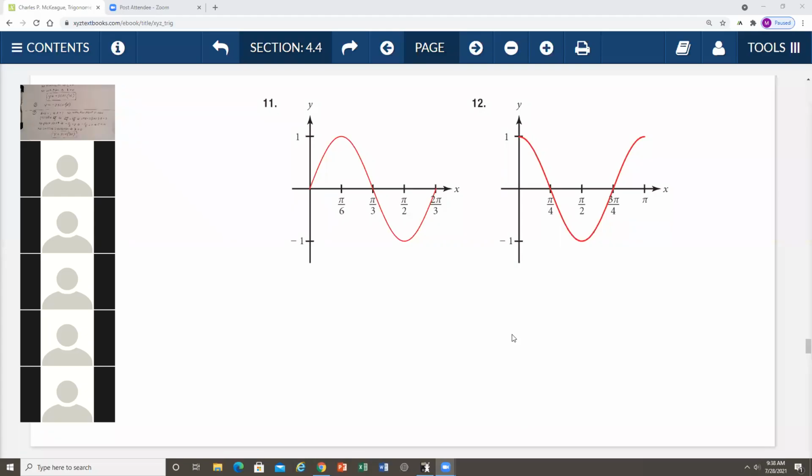Now, ladies and gentlemen, I want you to write the equation for number 12. Write the equation of this graph for number 12. Go ahead and do that.